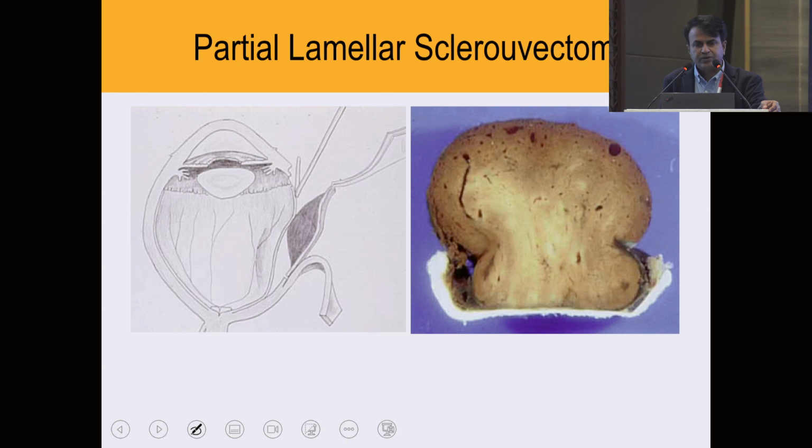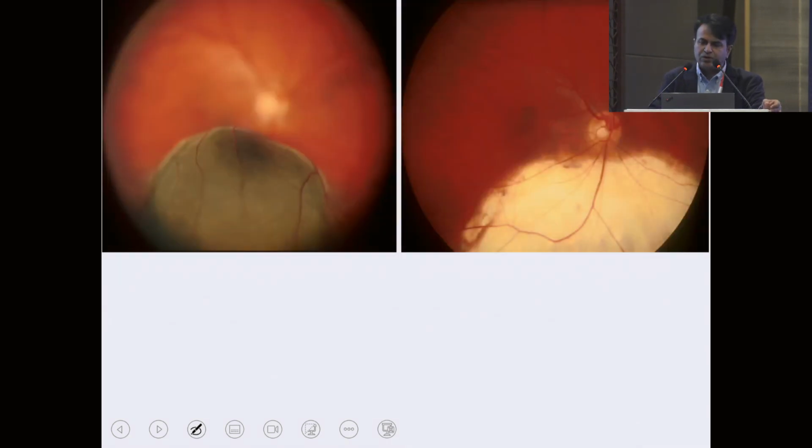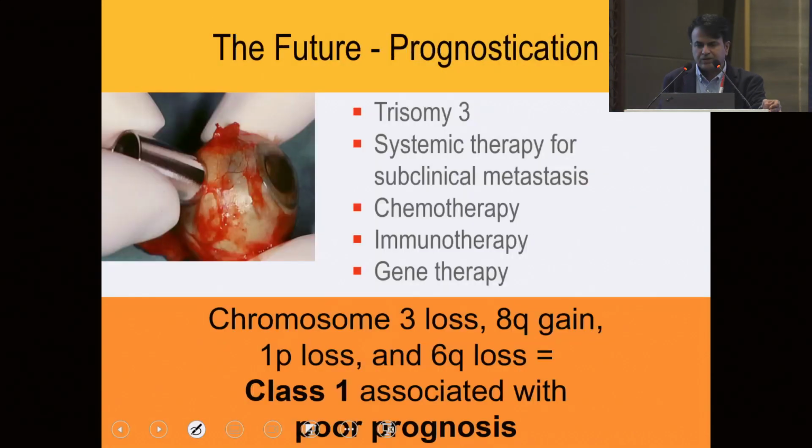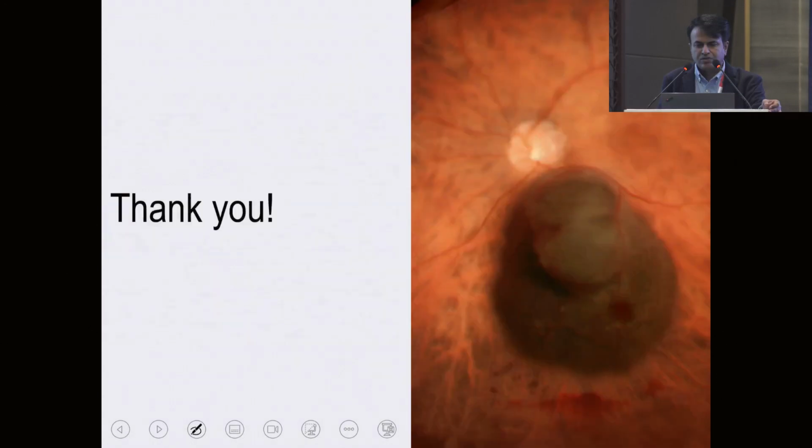Partial lamellar sclerouvectomy can also be performed in tumors which are like this, a tall tumor with a small base where plaque is not possible. We can do excision, otherwise enucleation. So I think I can end there.